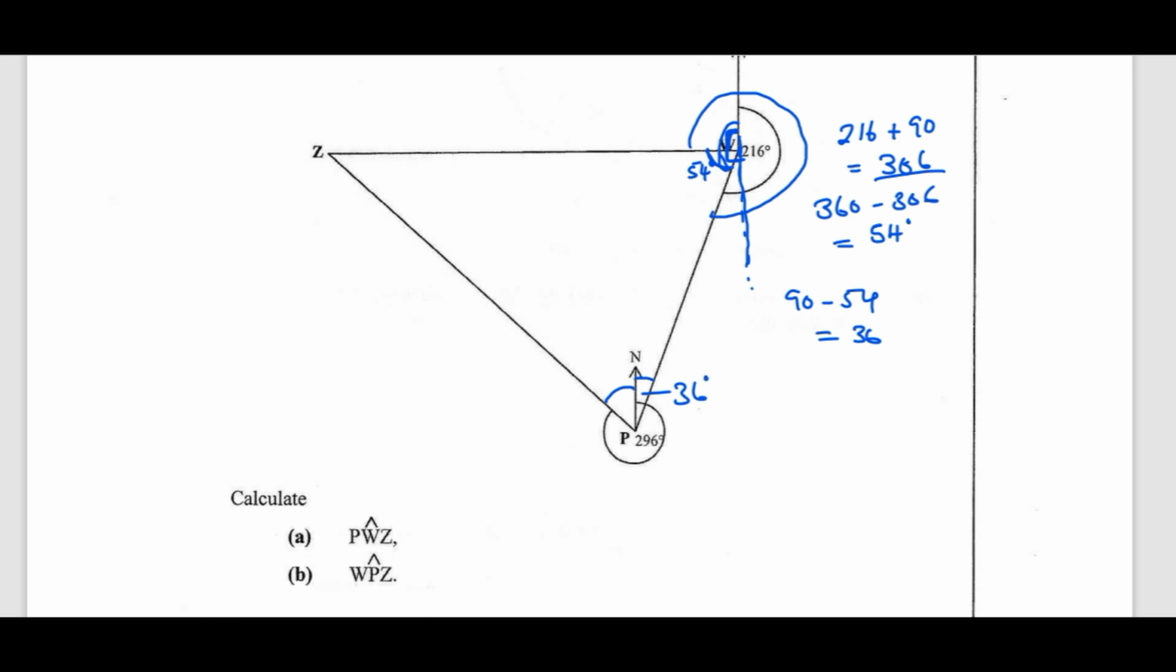Now we're going to subtract 36 from this. So 296 minus 36. What are we going to have? We're going to have 260. This 260 that we have, we subtract it from 360. What are we going to have? We're going to have 100 here. So this is 100 degrees. That is the angle that we are looking at. So we can move.